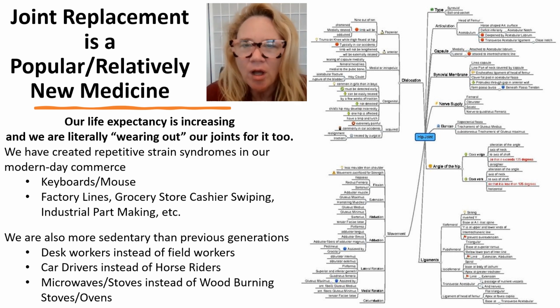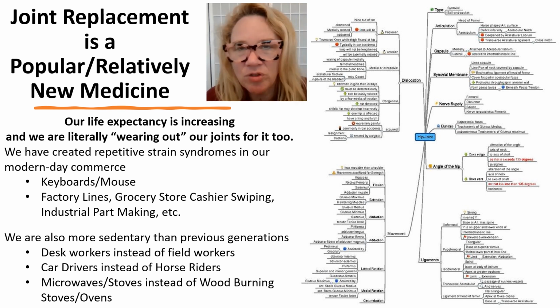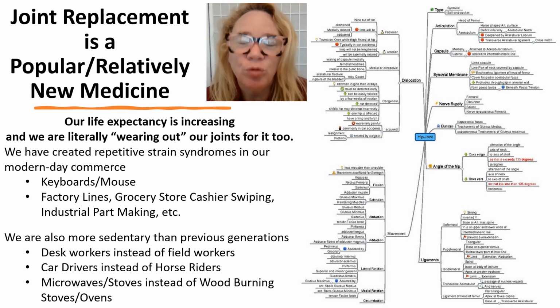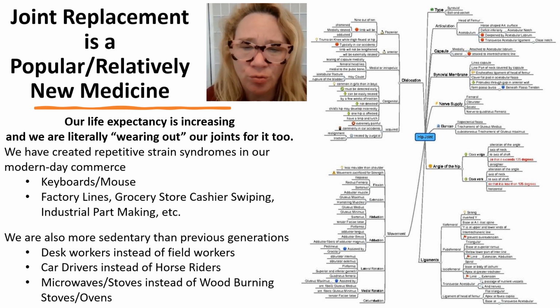Our life expectancy, we're living longer. And as we live longer, our joints are wearing out because sometimes we're more active, sometimes we're more sedentary. We don't move at all. If we're overactive or we're sedentary and not moving, both of these could have deteriorating effects on our joints.